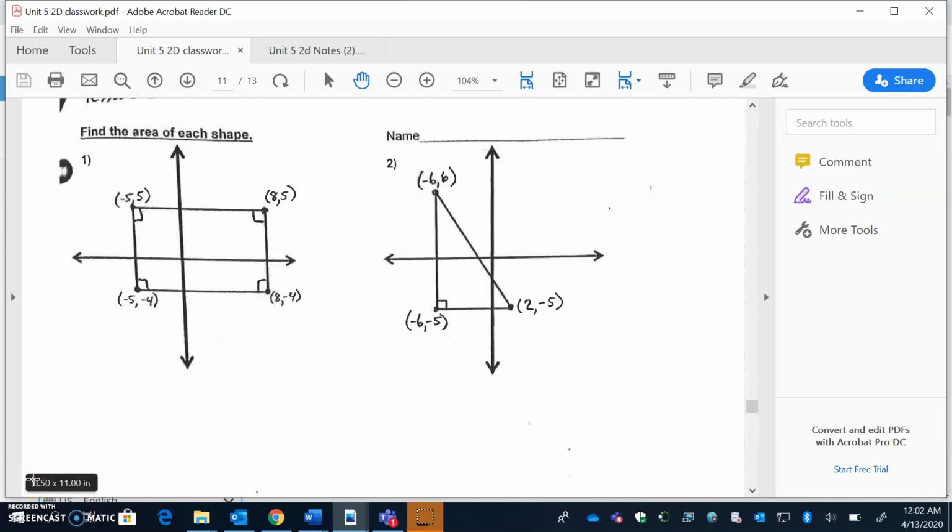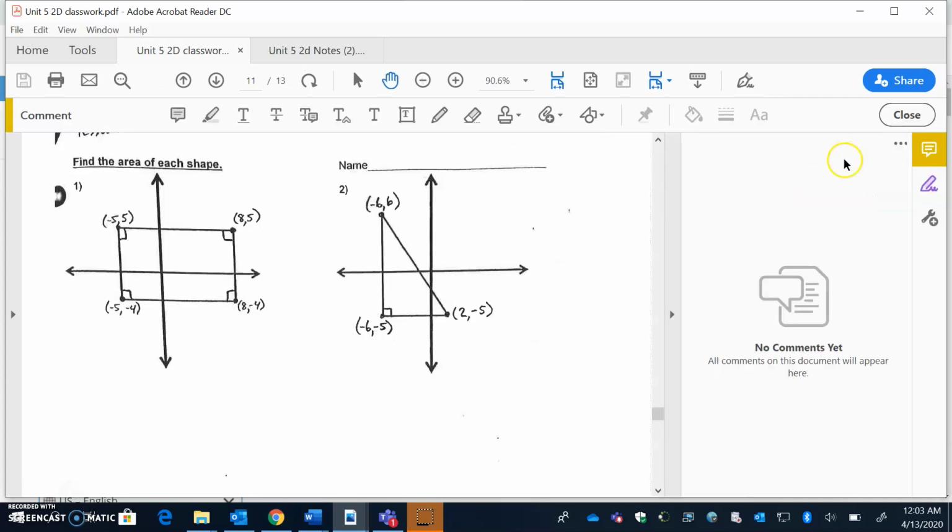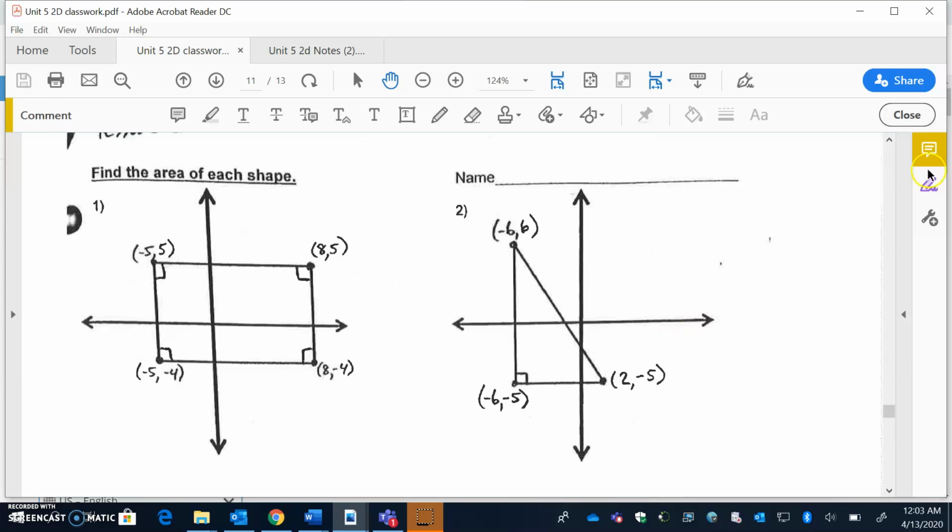All right, everyone. So we are finding the area of these lovely shapes. The difference here is they've not told us how long the sides are of these shapes. So we have to figure that out. So what I do want you to focus in on are the ordered pairs. And what I mean by that is the locations of those corners.